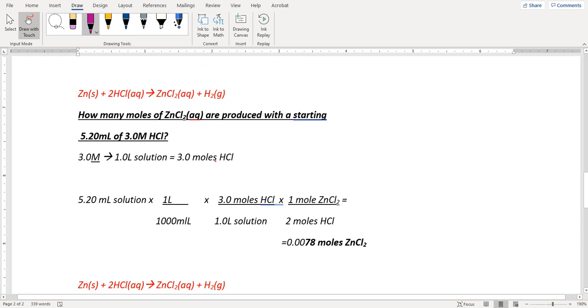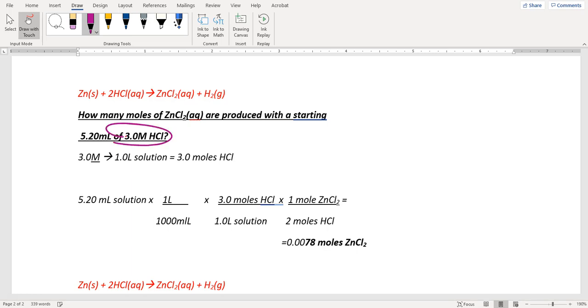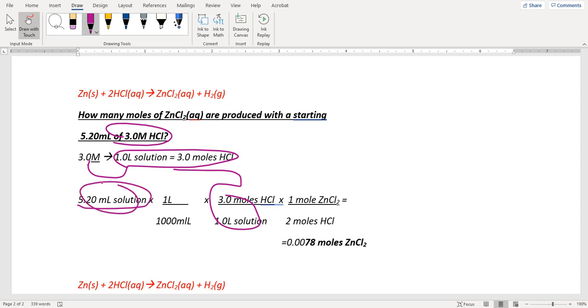Let's scroll down here. How many moles of zinc chloride are produced with a starting 5.20 mLs of 3 molar HCl? Again, with the balanced equation and the molarity, we go through the same steps. We convert the molarity into an equality for use as a conversion factor. Our starting value is in mLs. Now it's not in liters, so in order to find the moles through the molarity, we have to convert the mLs of solution that I'm circling there into liters. So we have to do another conversion.